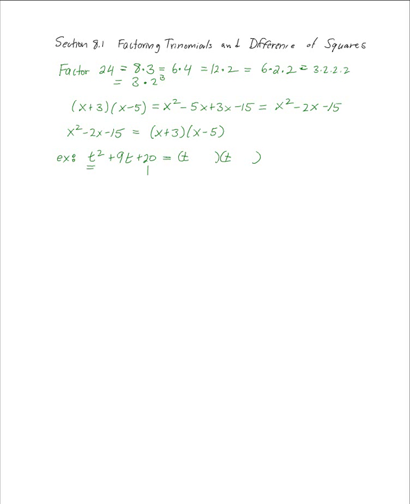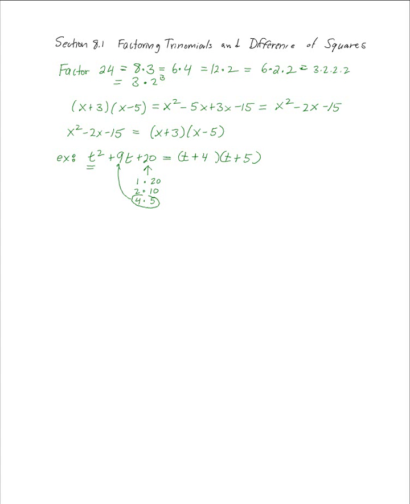Now I look at this number at the end, 20. How can I factor 20? Well, I can factor 20 in quite a few ways. I can factor it as 1 times 20, 2 times 10, 4 times 5. Those are my options. Now what I have to do is look at my options and recognize, all right, 4 times 5 will give me 20. Can I use 4 and 5 to also get the 9 in the middle? And I think I can. I think I want a plus 4 and a plus 5.